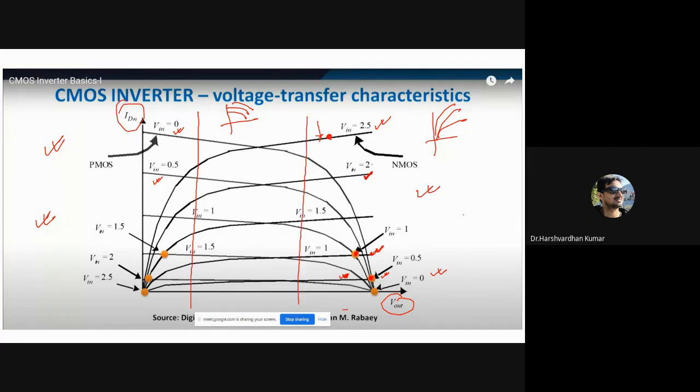So based on that, this region we have to divide because we don't need it. Either we apply a low input signal, logic 0, or a logic 1 signal at the input of the inverter. So this region is of interest, and this region we have to divide because it is not of interest, right?